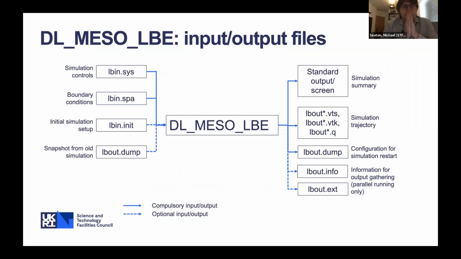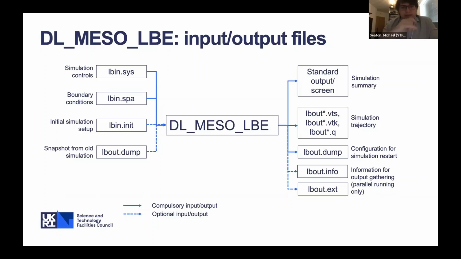The input and output files you get from DealMeso LBE. So the two that you absolutely need are the ones for the simulation controls and the boundary conditions. The one for the simulation controls will give you basically the initial conditions across the entire box, but you can actually use the lbin.init file to specify grid points where that's not applicable. And you could also restart a previous simulation as well.